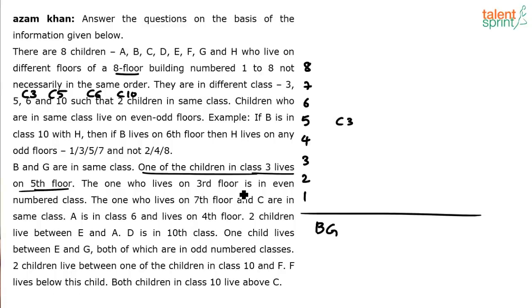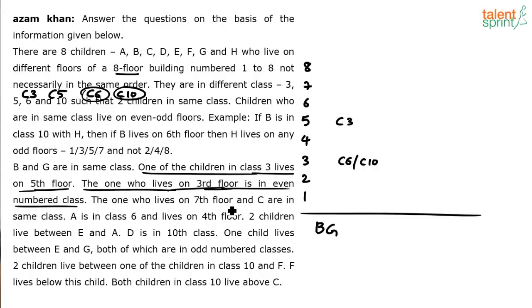The one who lives on 3rd floor is an even numbered class. The one who lives on 3rd floor, now he's talking about 3rd floor, is an even numbered class. Even numbered class means what? There are only 2 even numbered classes, C6 and C10. So 3rd floor guy is either C6 or C10. Yeah. So the one who lives on 3rd floor is an even numbered class. Only 2 even numbered classes are there, C6 and C10.